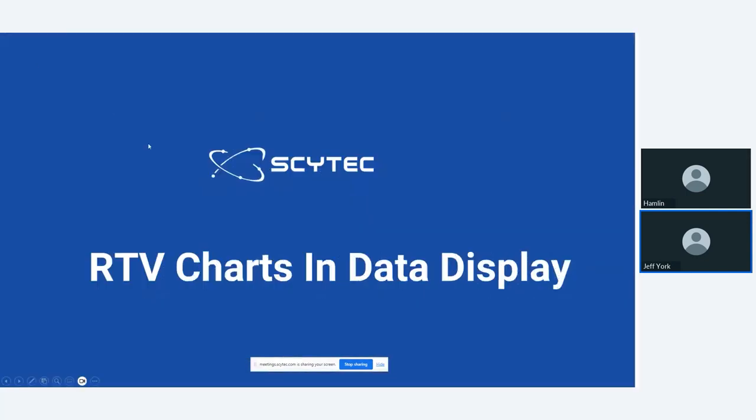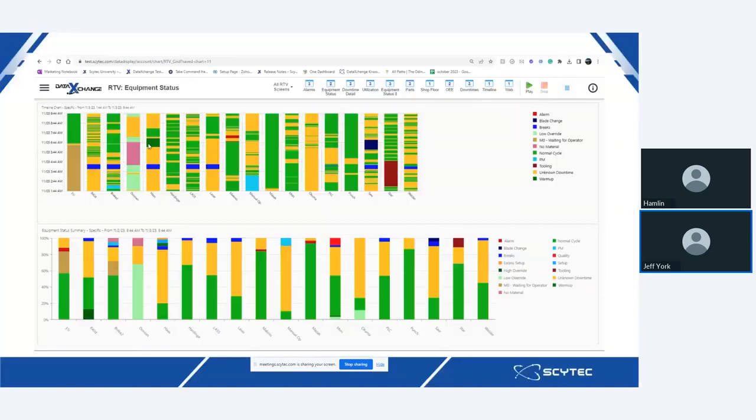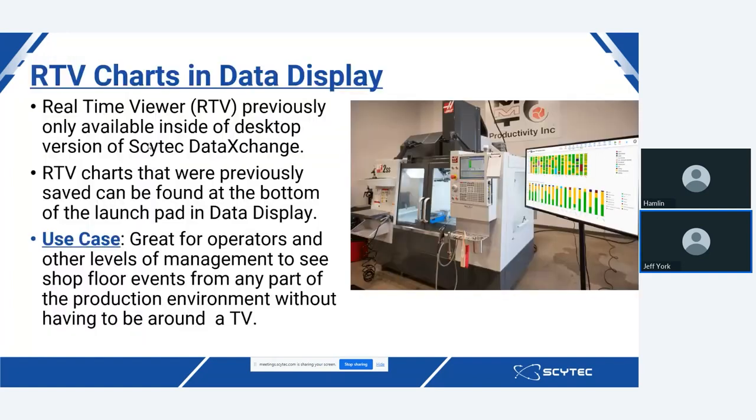The next thing we are going to discuss is the RTV charts inside of Data Display. Now, for those of you that have used Scytec DataXchange in the past, previously you could only find the RTV real-time viewer inside of the Windows desktop version of Scytec DataXchange. Now, all of the RTV charts that were previously created inside of the Windows desktop version can now be found in the bottom tab of the Data Display Launchpad.